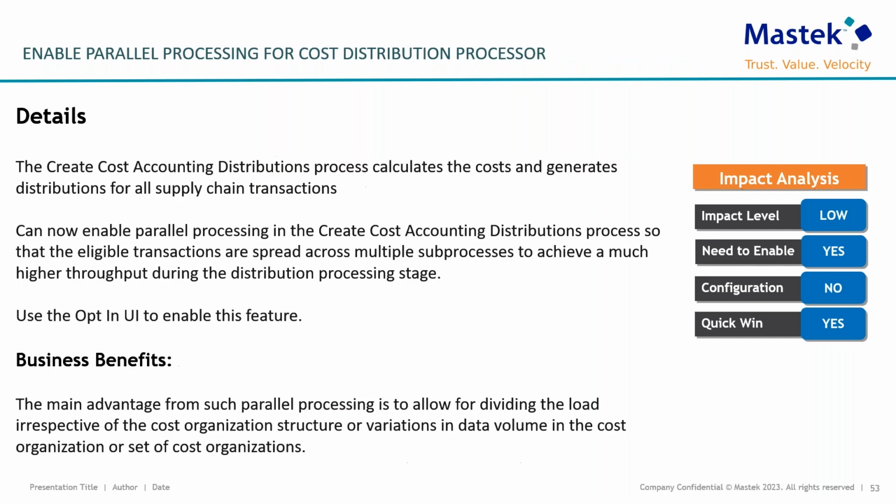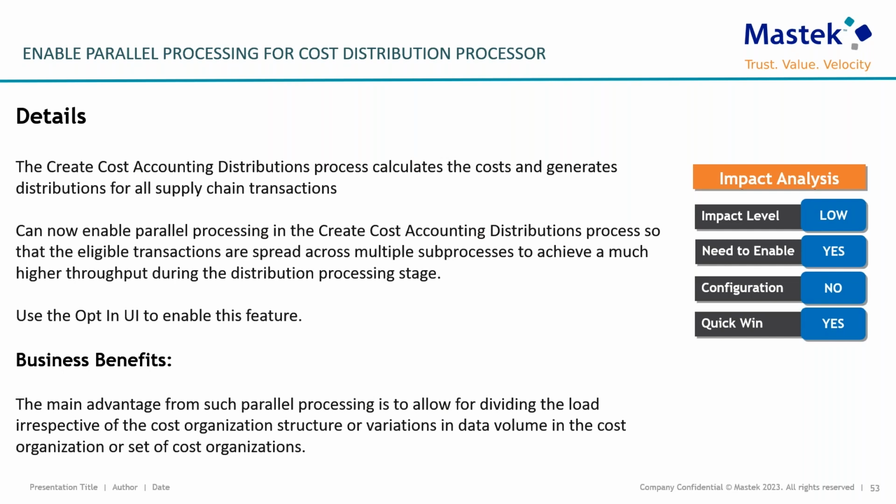Now moving to the next one, which is enable parallel processing for a cost distribution processor. So the create cost accounting distribution process calculates the cost and generates the distributions for all the transactions, such as inventory material transactions, or a purchase order receipt, or a work order completions, or any resource transactions from the work orders.